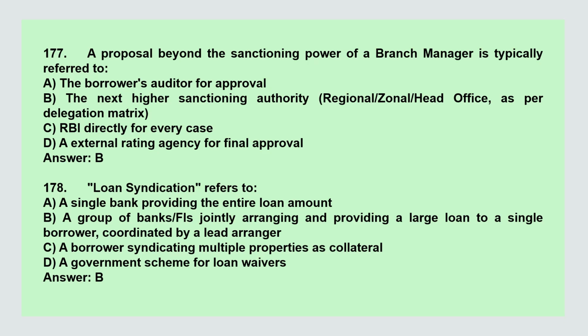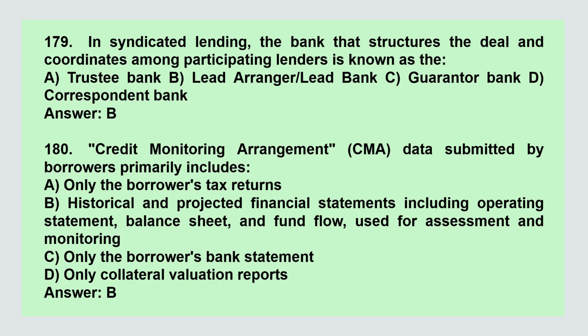Loan syndication refers to answer B, a group of banks, FIs jointly arranging and providing a large loan to a single borrower, coordinated by a lead arranger. In syndicated lending, the bank that structures the deal and coordinates among participating lenders is known as the answer B, lead arranger or lead bank.